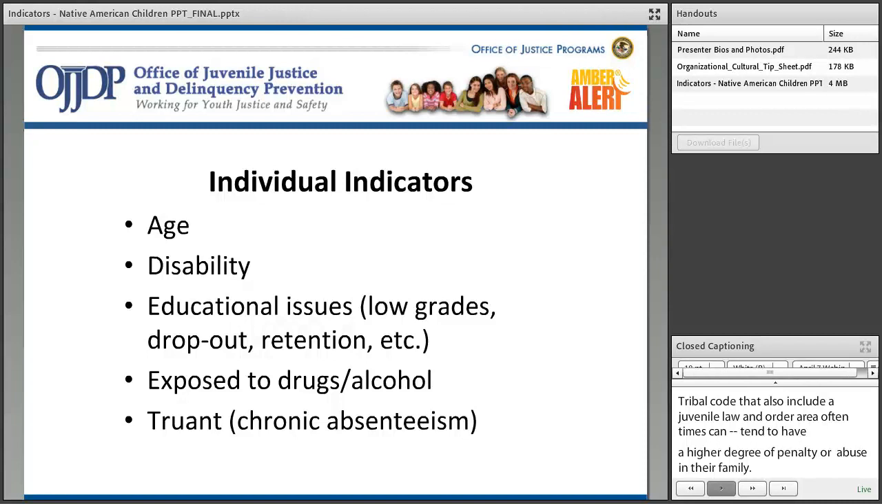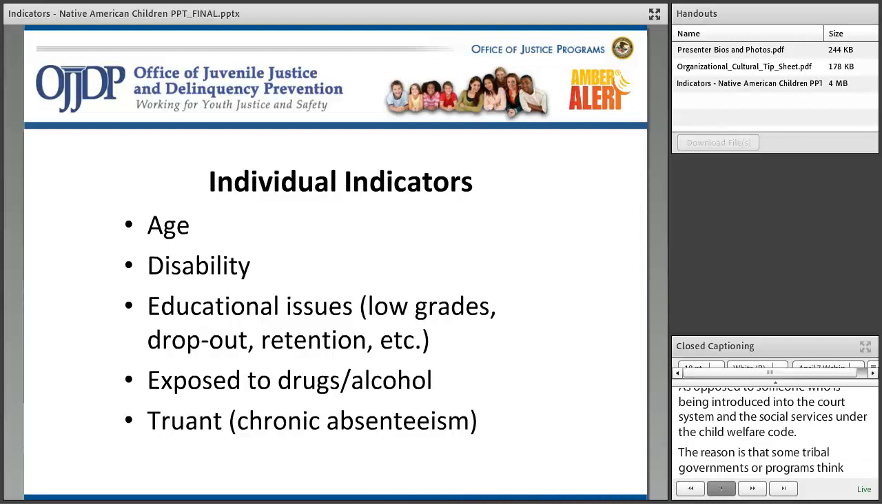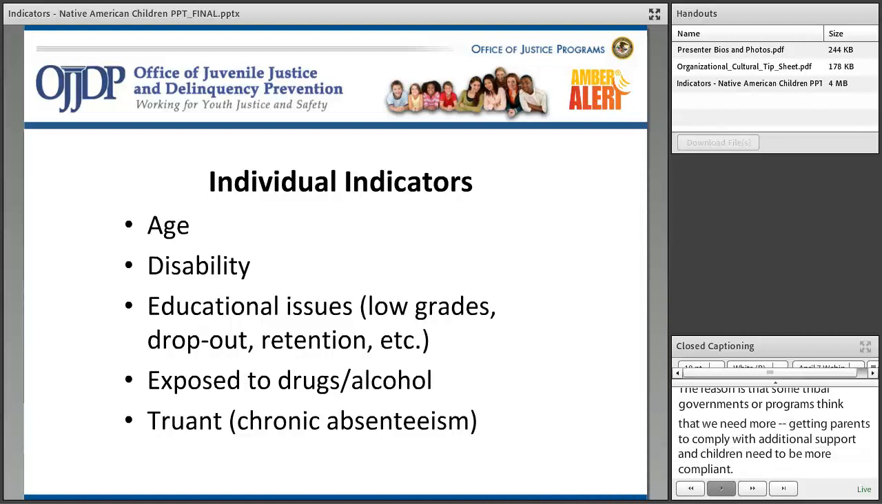And the reason is that some tribal governments or programs think that we need more teeth in getting parents to comply and to provide additional support to their children, and children need to be more compliant. So we've had a great deal of discussion regarding this indicator or these indicators and how we're approaching this from a tribal law and order perspective. I don't know what everybody else is seeing or how they're dealing with it, even at the state level.